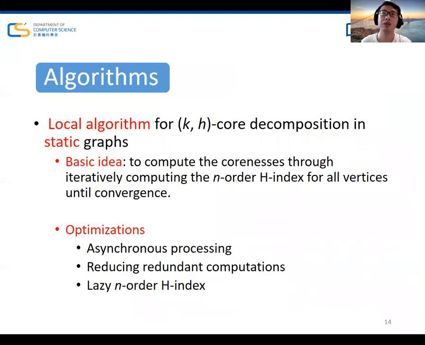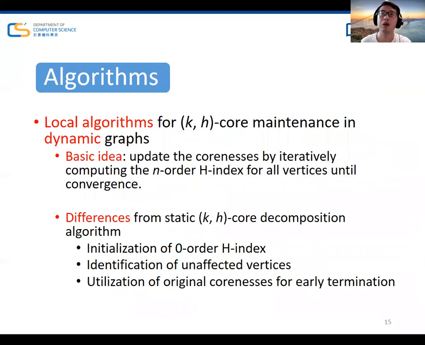Based on the theoretical basis just introduced, we present the algorithms for (k,h)-core decomposition. We first introduce the (k,h)-core decomposition algorithm in static graphs. The basic idea is to iteratively compute the n-order h-index for all vertices until convergence. Finally, the n-order h-index is the coreness. In addition, we also propose 3 optimizations to speed up the basic algorithm. Moreover, we extend the algorithm to handle the (k,h)-core maintenance for dynamic graphs.